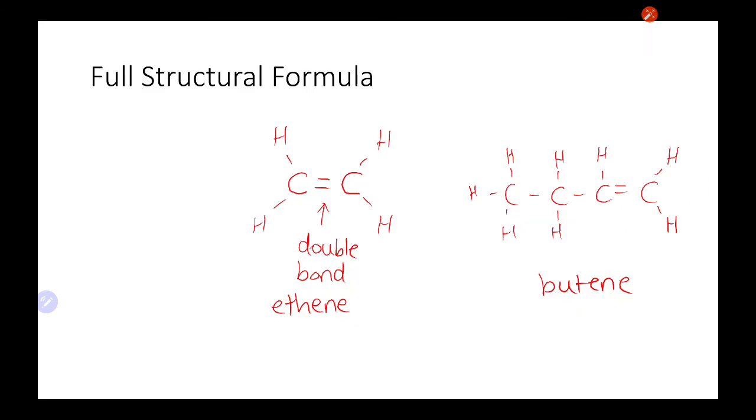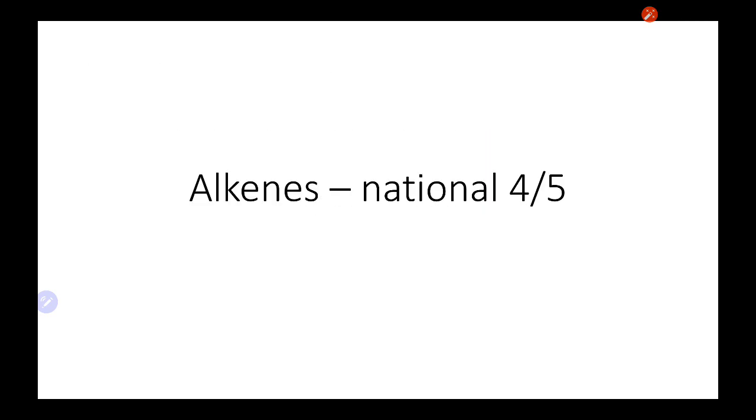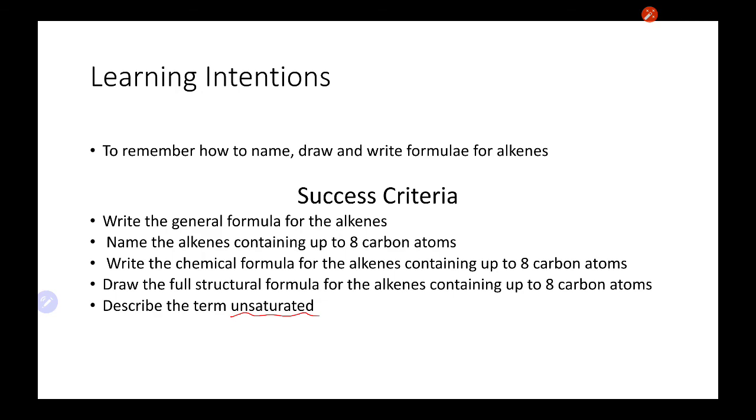Like I said, we're going to take it a bit further a bit later when we're looking at branched alkenes. It does get a wee bit complicated, but that is it for just now. Okay, so writing general formula, naming, writing chemical formula, drawing and unsaturated. Okay, so if there's any issues with that, please let me know.